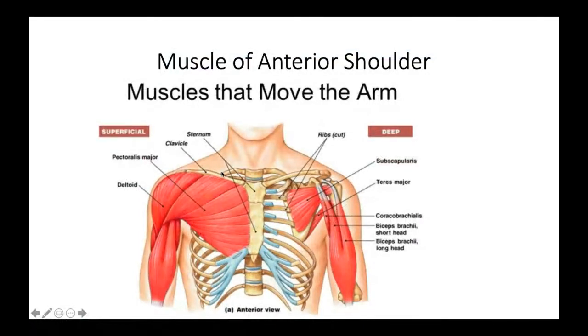Okay, in this short video, we are going to look at muscles of the shoulder. So these are going to be muscles that move the arm, primarily the glenohumeral joint. So let's take a look at some of the basic anatomy that we can see at the front.